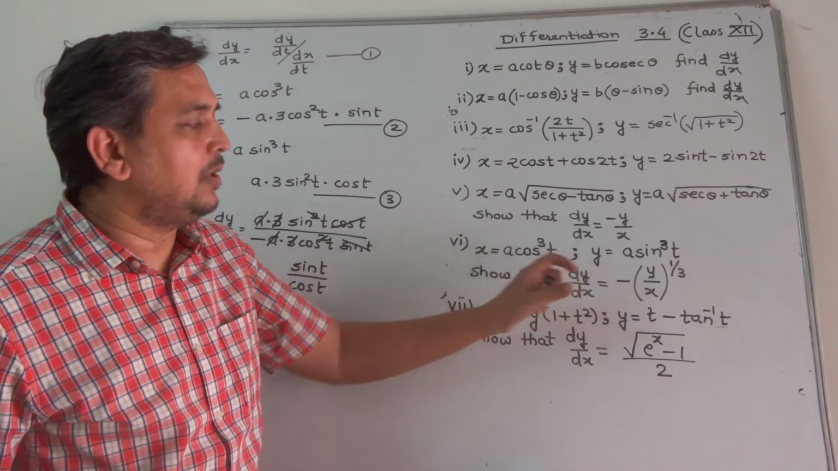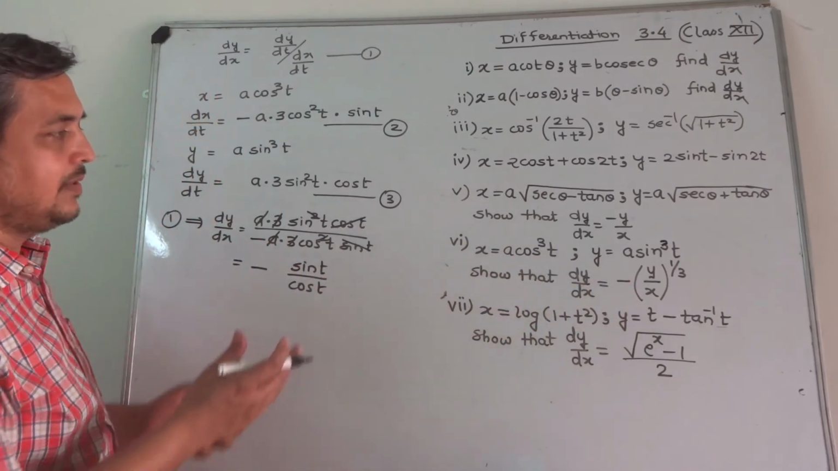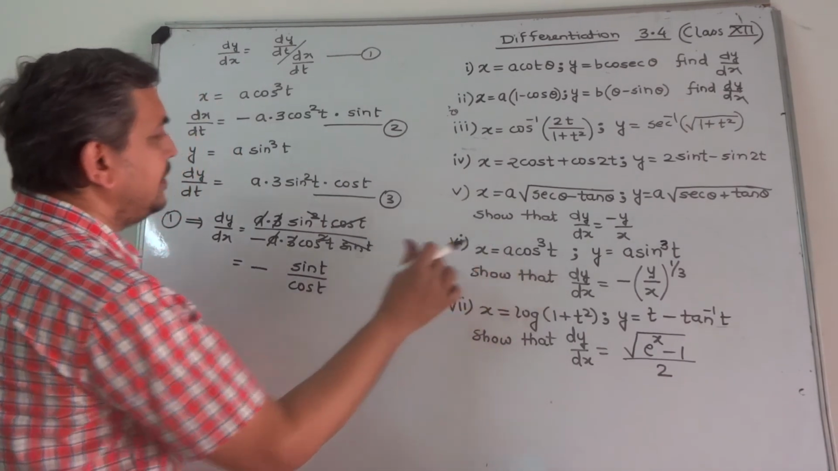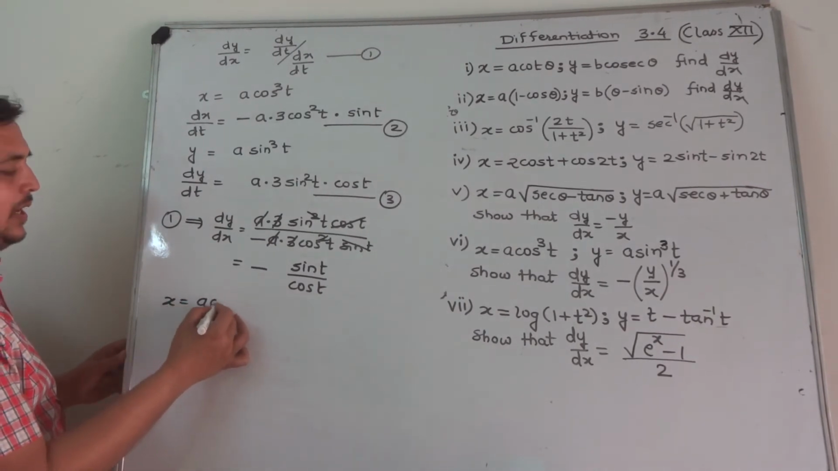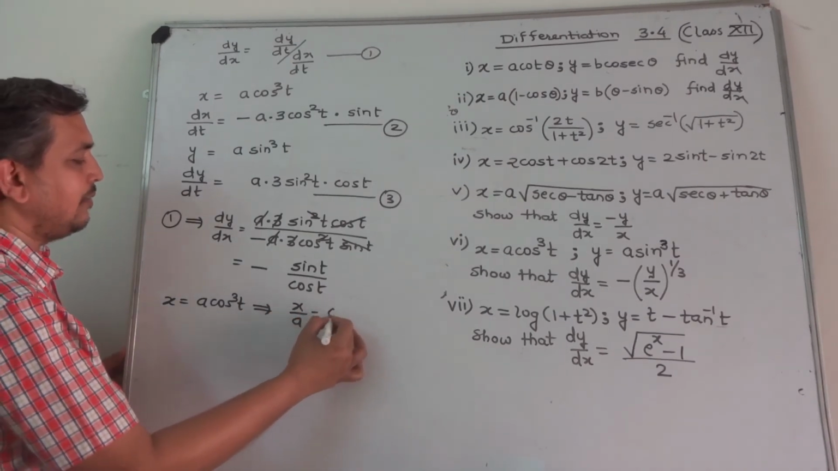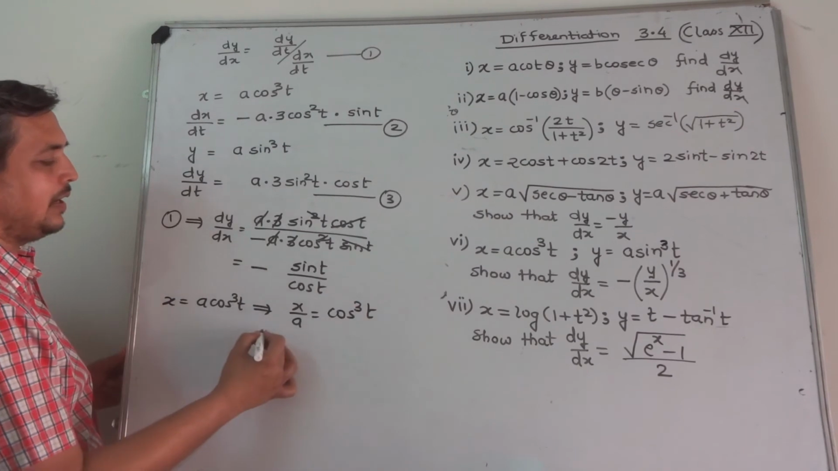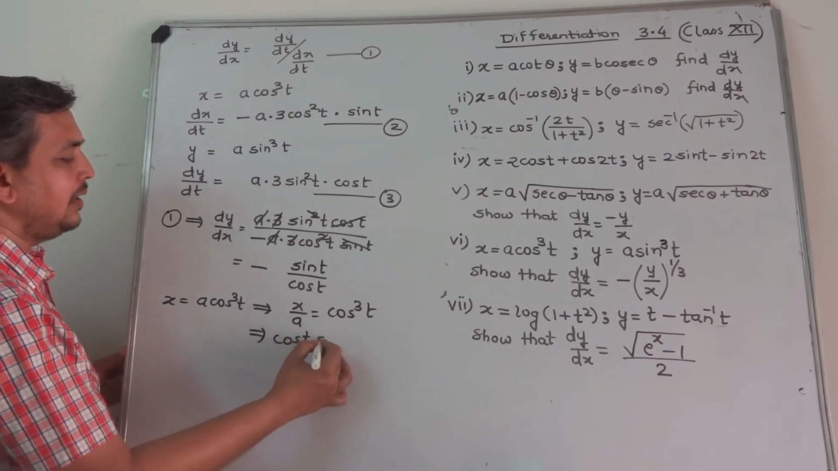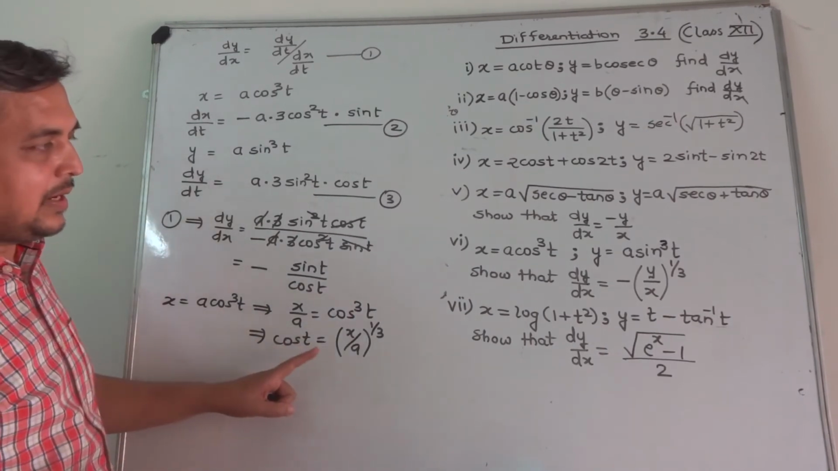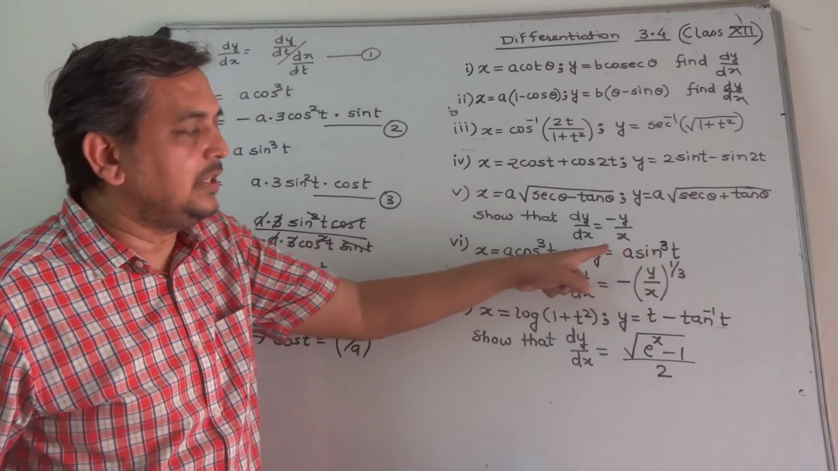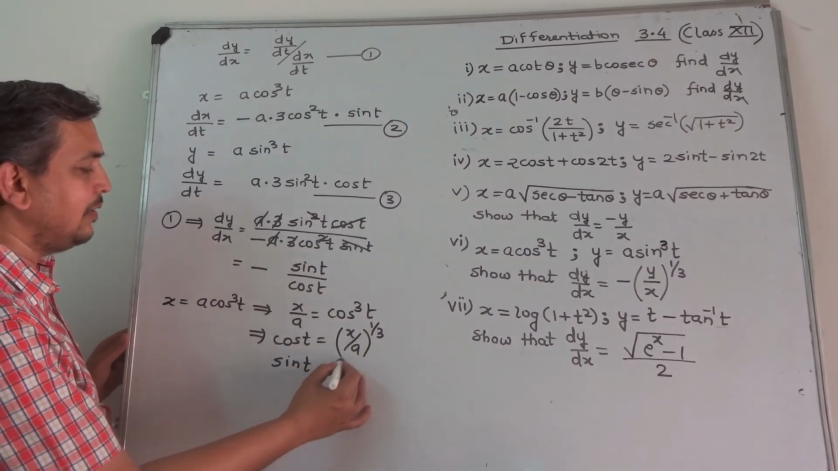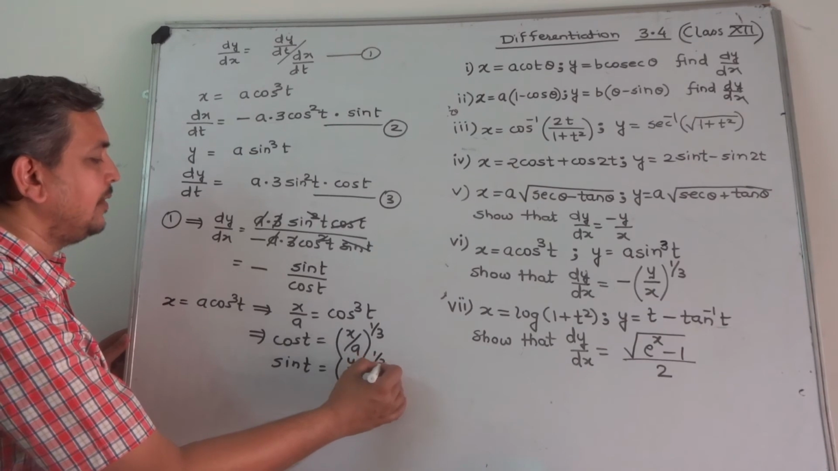Now we can write minus tan t as the answer, but we need something else. So what do we need? We want that answer in terms of y by x. So it's a problem. Now see, from the given expression, x is equal to a cos cube t. Can I write x upon a equal to cos cube t? And can I write cos t equal to x upon a to the power 1 by 3? Similarly, y upon a equal to sin cube t, and I can write sin t equal to y upon a to the power 1 by 3.